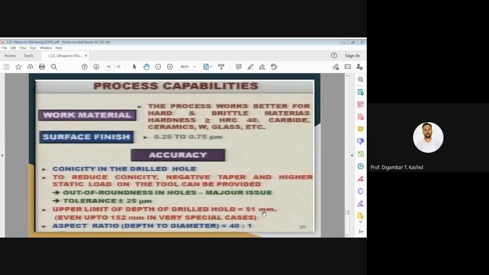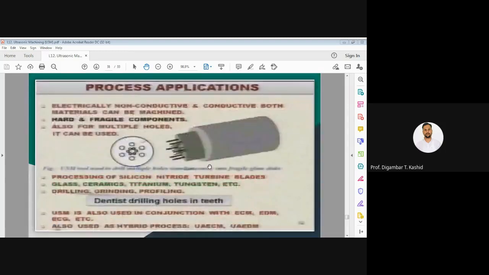51 mm. Okay, but in very special cases, users have gone up to 120 as a depth of penetration. Okay, but for this you require a special kind of slurry pumping device, so that slurry can go deeply inside that cavity. As well as, the aspect ratio that has to be obtained, its range is given as 4:1. Now aspect ratio means what? The ratio of depth to diameter. Okay, so these are the process capability of this ultrasonic machine.